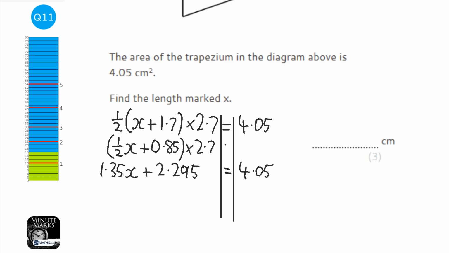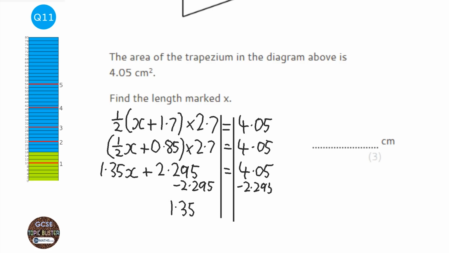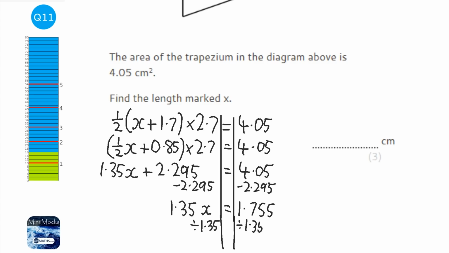We should put the equals in here, because I've not done anything to the right hand side yet. So I'm going to take away the 2.295 from both sides to get the x on its own. So 4.05 take away 2.295, and it gives me 1.755. Let's extend my lines a little bit, and we divide by the 1.35 to get x on its own. So divide by 1.35, and it gives me the answer of 1.3.